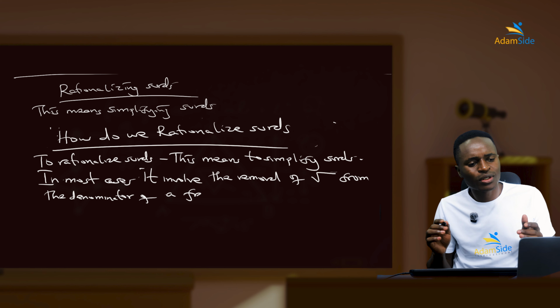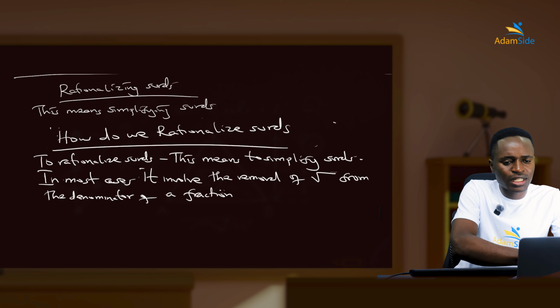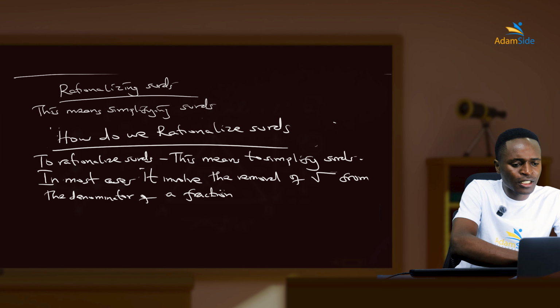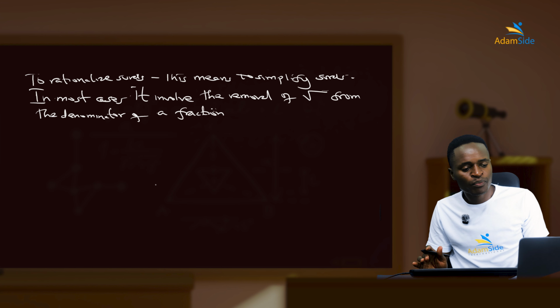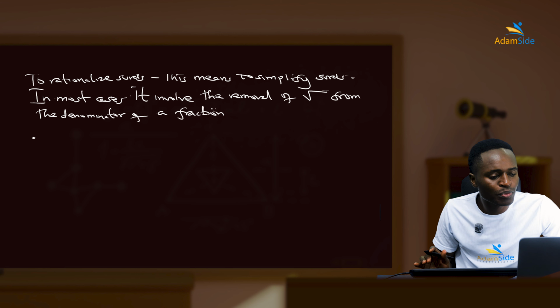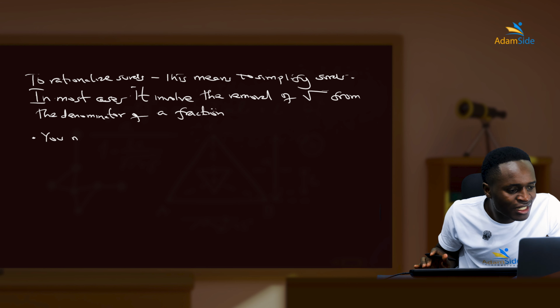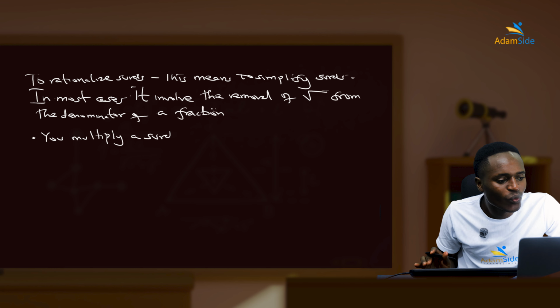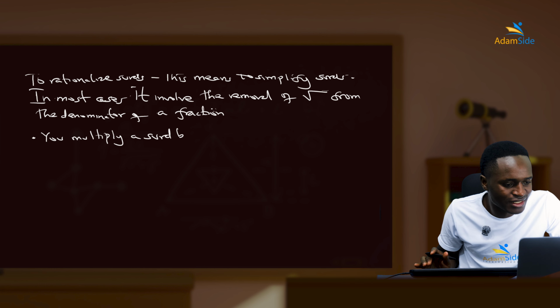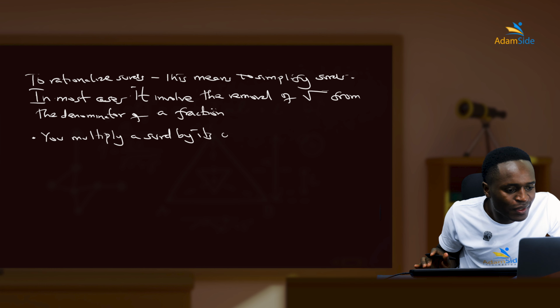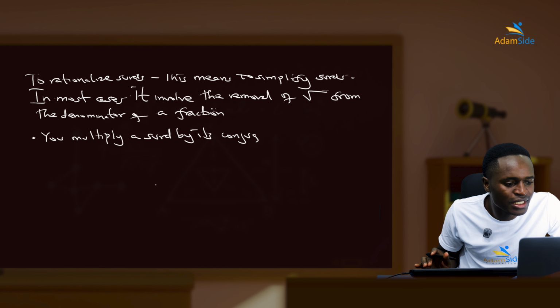So how do we rationalize surds? That's the most important thing that we need to understand. We need to know that to rationalize a surd is the process of converting the denominator of a fraction from an irrational number, like a square root, to a rational number without changing the value of the fraction. This is achieved by multiplying both the numerator and denominator of the fraction. So we understand about that.